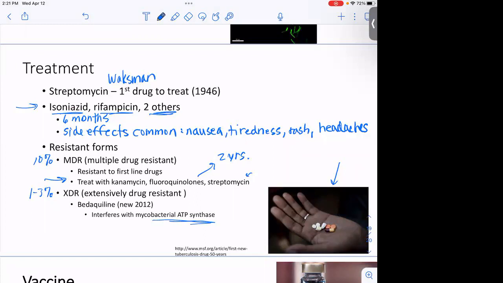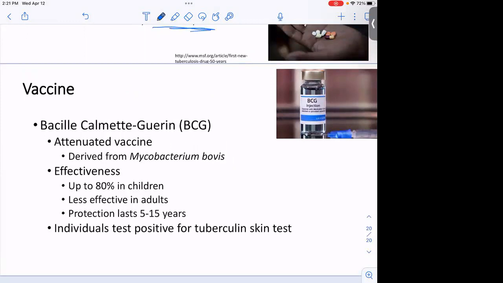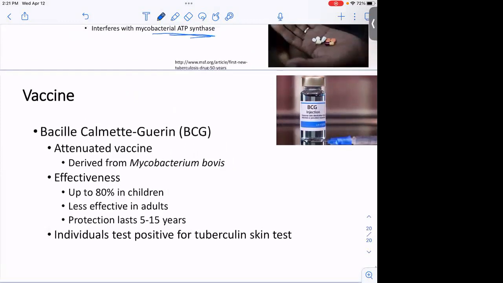Okay, so, and there's, again, just a huge population. With the HIV epidemic, we had lots more people getting TB because their immunity was low, and again, just lots of trouble with resistance. So do we have a vaccine? Yes, we have a vaccine. It seems like let's try to prevent it to begin with.